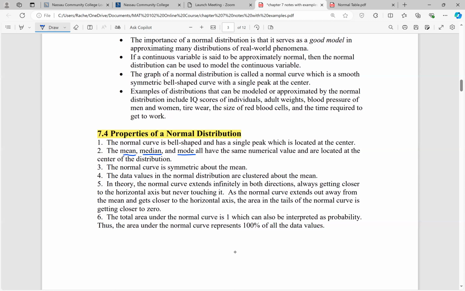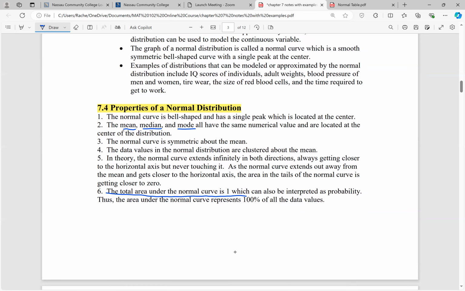Now, theoretically, the normal curve extends infinitely in both directions, getting closer and closer to the horizontal axis, but it'll never touch because it's continuous. So as the normal curve extends out away from the mean and gets closer to the horizontal axis, the area in the tails is going to get very, very small, very close to zero. And again, we said that the total area under the normal curve is equal to 1, or 100% if we want to write it as a percentage. So these are the main properties of a normal bell-shaped symmetric distribution.